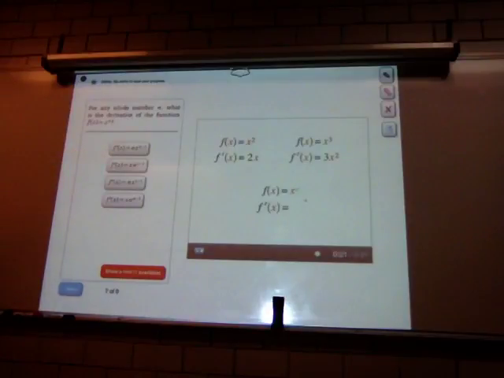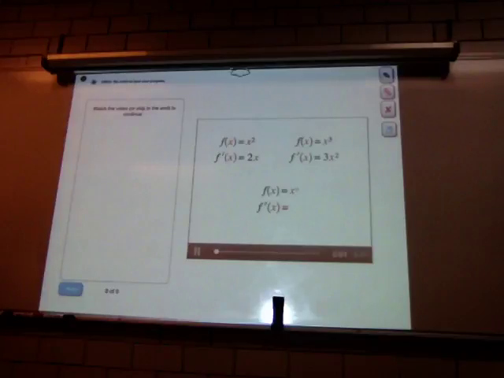La primera. Correct. To find the derivative of x to the nth power, put an n in front of the x and subtract 1 from the exponent. This rule works for these two powers up here, and it turns out it works for every power.